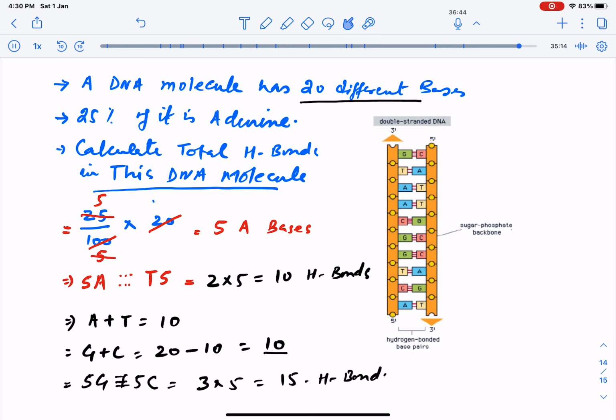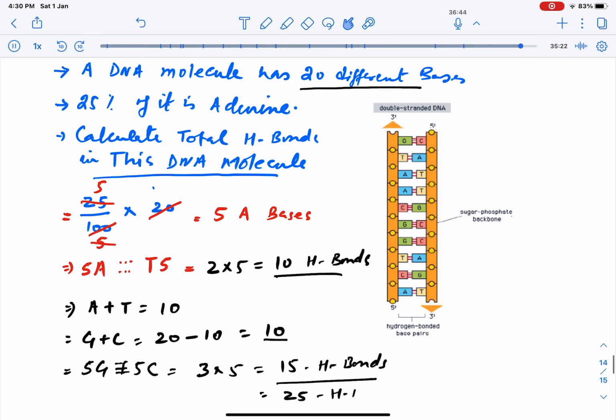The total bonds formed will be this 10 and 15 added together. So this would make 25 hydrogen bonds in this DNA molecule. So this is how you can use this formula to calculate the hydrogen bonds in any DNA molecule.